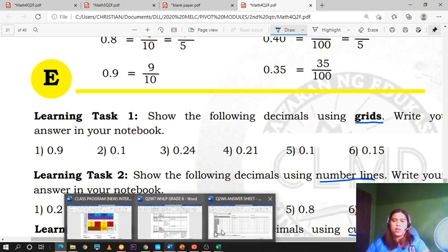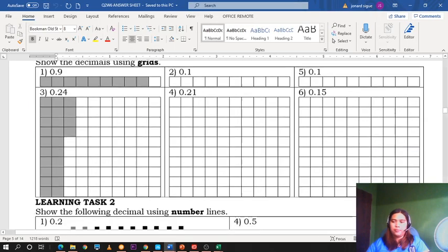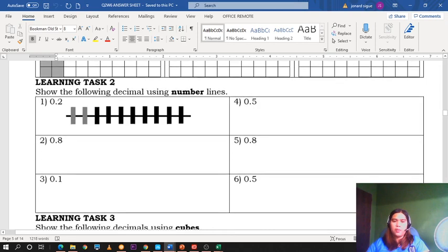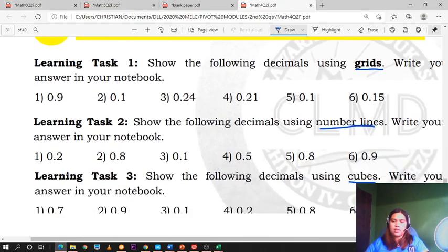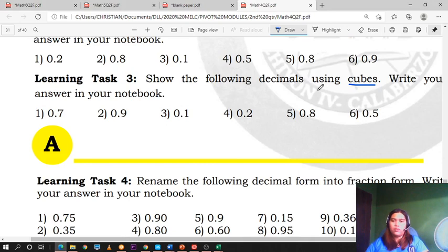Okay? So, for learning task 2 naman, you will show the following decimals using number lines. So, dito sa answer sheet natin, may example yung number 1. So, ito ay 2/10. So, 10 post. Then, dalawa yung naka-shade natin na yung may kulay. So, pwede kang gumamit ng crayons para sa pagkulay, para mas creative yung inyong paggagawa.